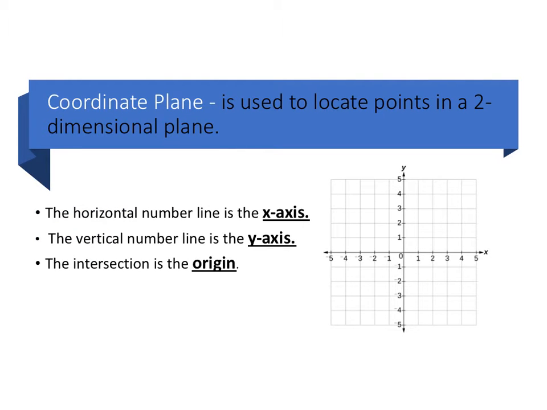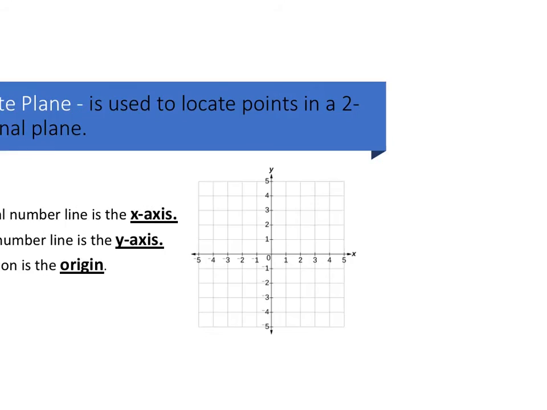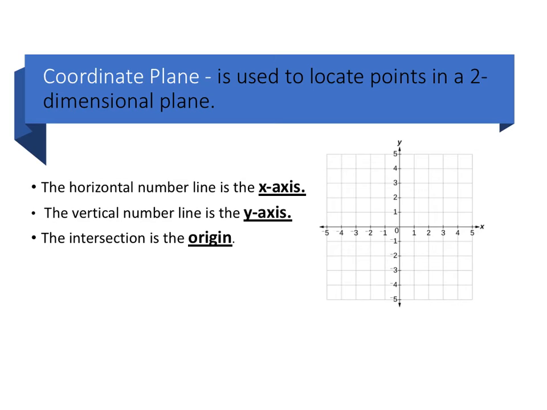A coordinate plane is used to locate points in a two-dimensional plane. What we're talking about here is our coordinate grid. That's this object right here. You've seen that before, I hope. As a refresher, the horizontal number line is what we call the x-axis.